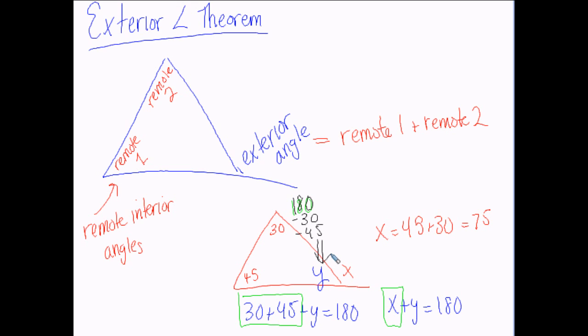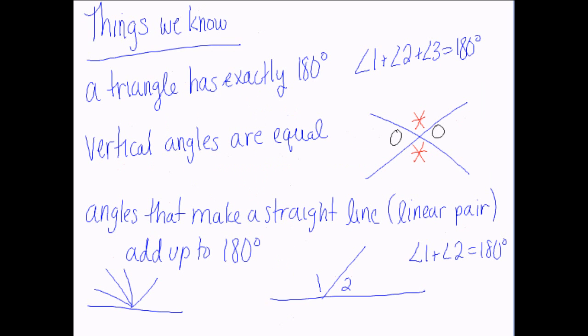So if I do 180 minus 30 minus 45, so 180 minus 75, I'm going to get 105, that would be y. So 75 plus 105 equals 180. So that lets me know that these are the same, but as I said, there's more than one way to get there. So the things that we absolutely know are these three.